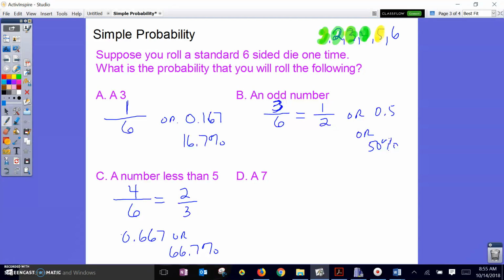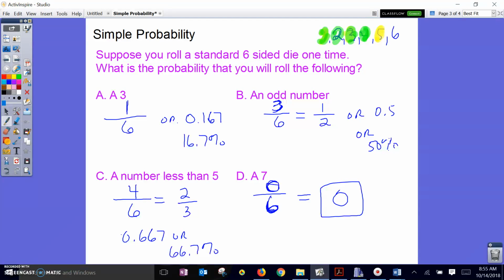And the last one here, the probability of rolling a 7. Well, there aren't any sides of the die that have a 7 on them, so there are no successful outcomes when I roll that die, and so the probability is 0, or 0%.